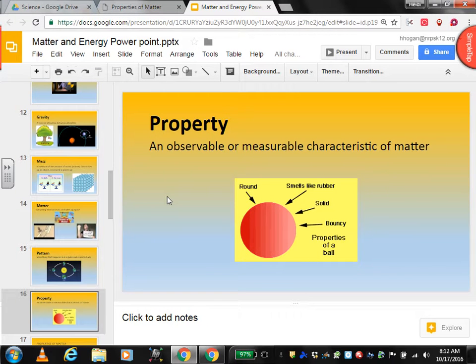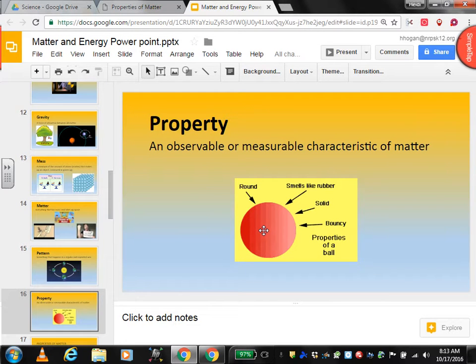When we talked about mass and matter, we talked about the properties of matter. And we can look at objects and we can observe them and talk about their characteristics. For instance, for this ball, it's round, it smells like rubber, it's solid, it's bouncy. So that's how you could describe this ball. You can also measure it. You could find its mass. You could put a tape measure around it and see its circumference. So you can measure the characteristics or you can observe the characteristics.